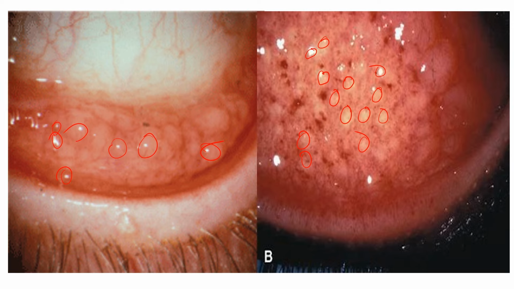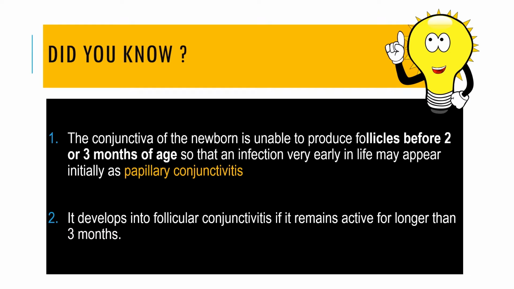Okay. And here in the second figure, you can actually see petechial hemorrhages also, which tells that maybe you are actually dealing with a viral etiology. Now, I told you that in bacterial conjunctivitis, you will see papillary reaction. But in case of viral conjunctivitis, you will see a follicular reaction. That is why I've put this picture here to show you that petechiae and follicles can coexist, and when you see that, you should think in terms of viral etiology.